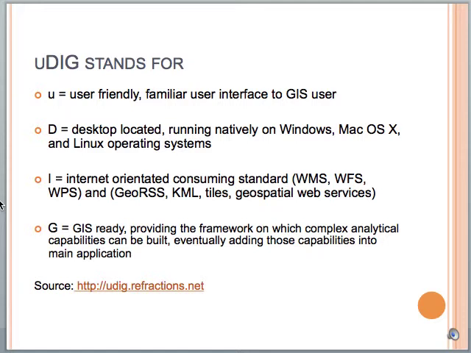The other I stands for internet oriented, so it uses some of the standard geodata from WMS and WFS and WPS, as well as KML and other geospatial web services. And G stands for GIS ready, providing a framework on which complex analytical capabilities can be built, eventually adding those capabilities into the main application.